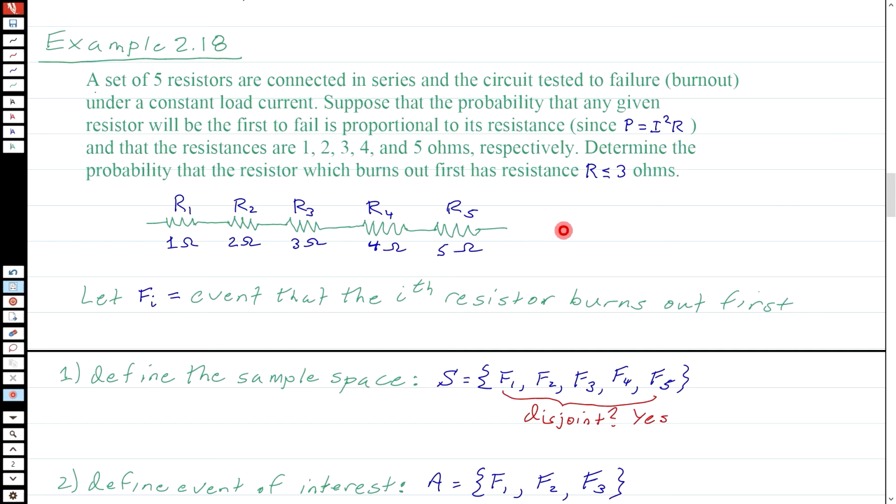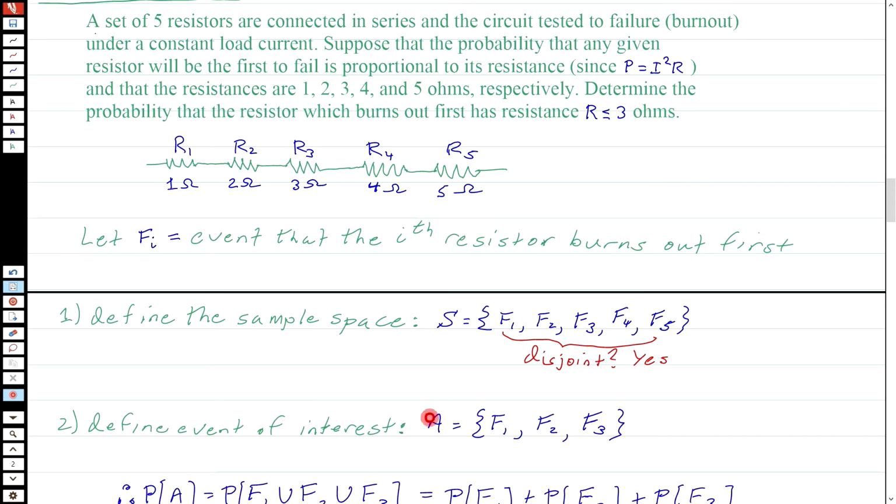Okay, so we've defined our events. Fi is the event that the ith resistor burns out first. Our sample space then is F1, F2, F3, F4, F5. Then basically, if F1 occurs, it means that the first resistor burned out first. And if F4 occurs, it means the fourth resistor having resistance 4 ohms was the first to burn out. And the question then, I've got a sequence of events. Are these things disjoint? Well, if resistor 1 is the first to burn out, it can't have been that resistor 2 was the first to burn out, so these are disjoint.